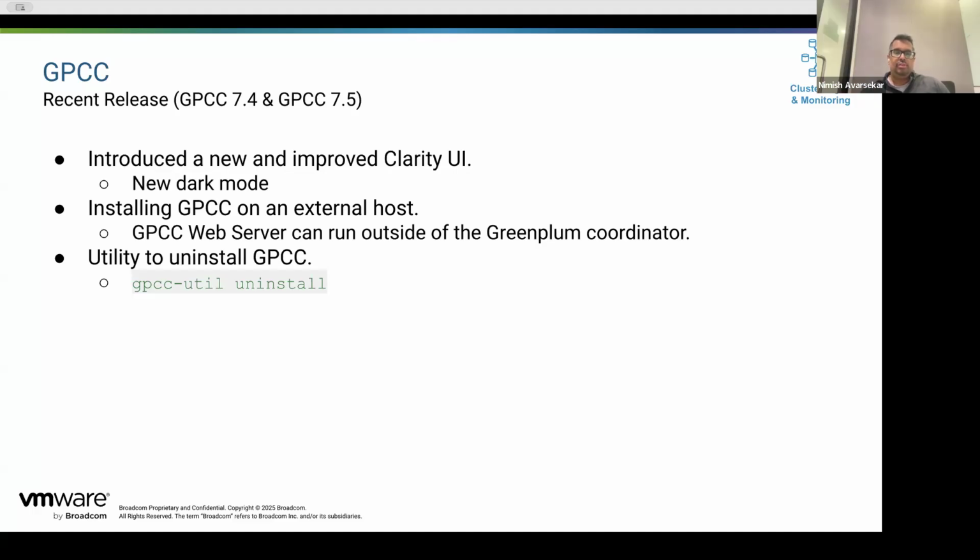Right, so this feature is now available starting GPCC 7.5, and you can basically deploy GPCC outside and provide credentials to the Greenplum coordinator when setting it up to be deployed outside of the Greenplum cluster. You also now have a GPCC uninstall mode with the gpcc-util utility, which will help you uninstall Greenplum Command Center in case there's any need to do that on a particular Greenplum node.